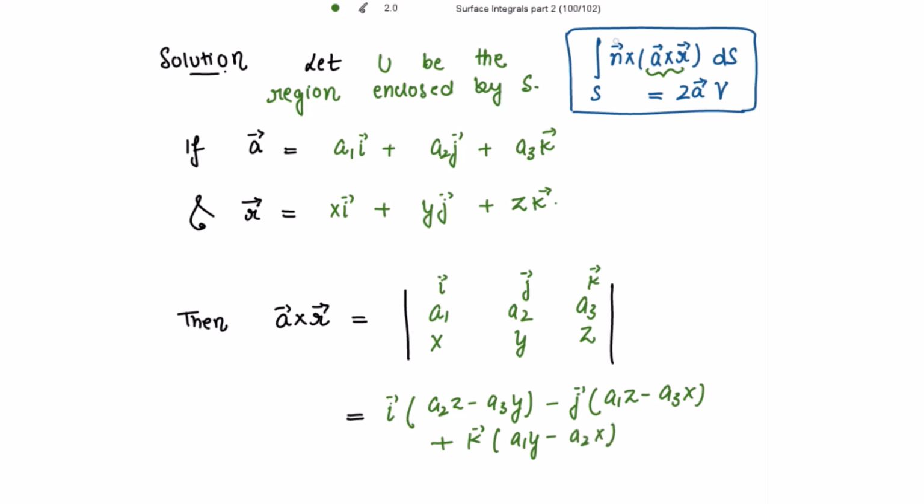Now we take the cross product of n vector with this a cross r vector. If I use the second form of Gauss's Divergence Theorem for this surface integral, it will be equal to the volume integral over U, because we have taken U to be the region enclosed by S, of the curl of this a cross r vector du.